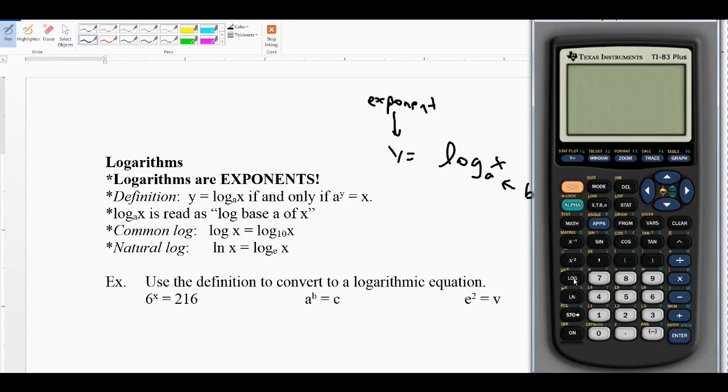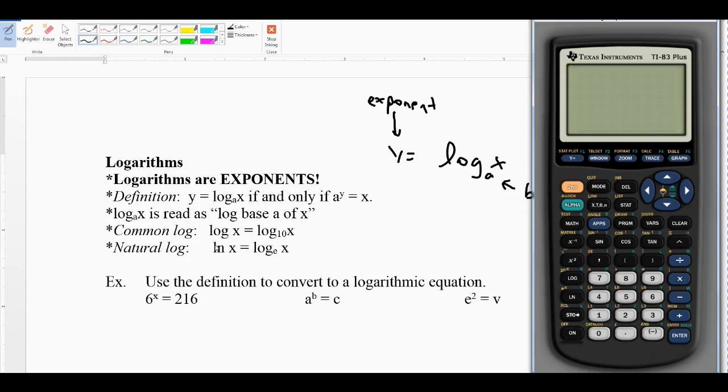Now on your calculator, let's bring up a calculator. Most of them have a log and an ln key. Log is called the common log. It's log base 10. So if you don't see a number underneath, it's understood to be a 10. And if you look at your calculator, you'll see that 10 above it. It's like a hint on what it is.